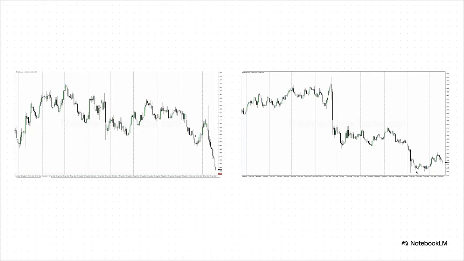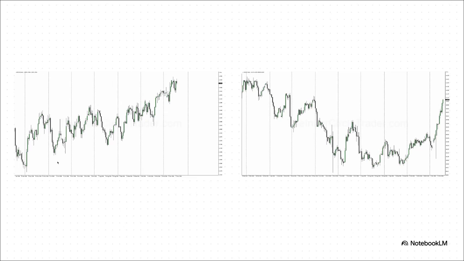And here's the proof in the pudding. On the left, you've got the euro, on the right, the British pound. And just as we expected, during that same period in September, both pairs topped out and started a major decline, perfectly mirroring the dollar's new strength. The correlation was undeniable.